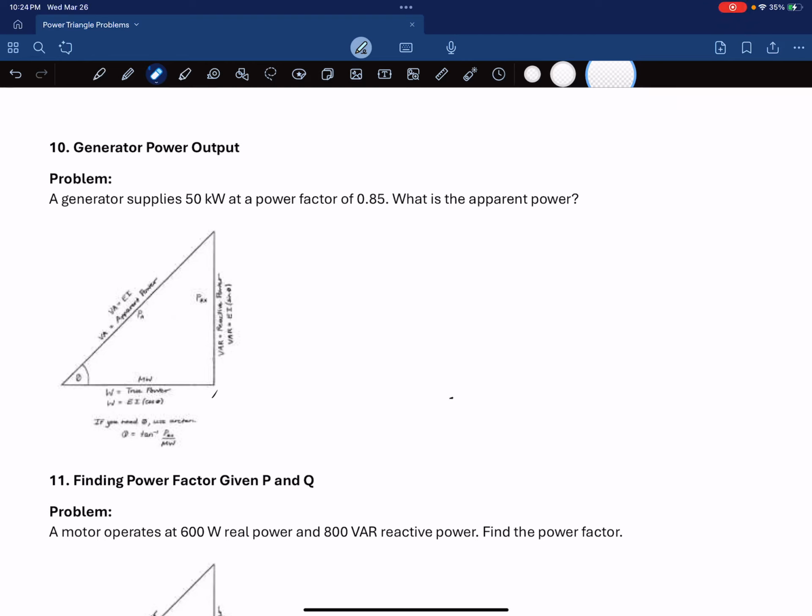Number 10. A generator supplies 50 kilowatts at a power factor of 0.85. What is the apparent power?